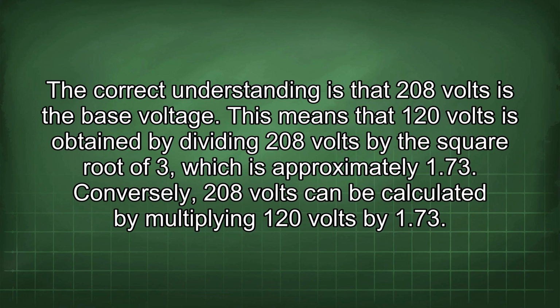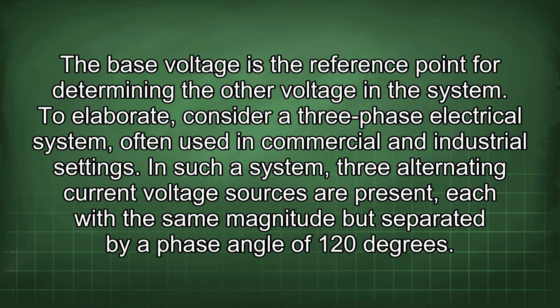This means that 120 volts is obtained by dividing 208 volts by the square root of 3, which is approximately 1.73. Conversely, 208 volts can be calculated by multiplying 120 volts by 1.73. The base voltage is the reference point for determining the other voltage in the system.